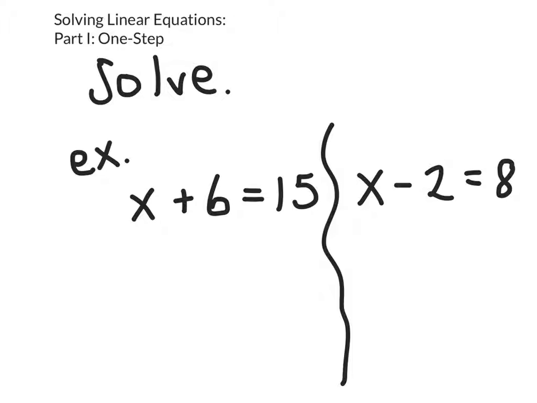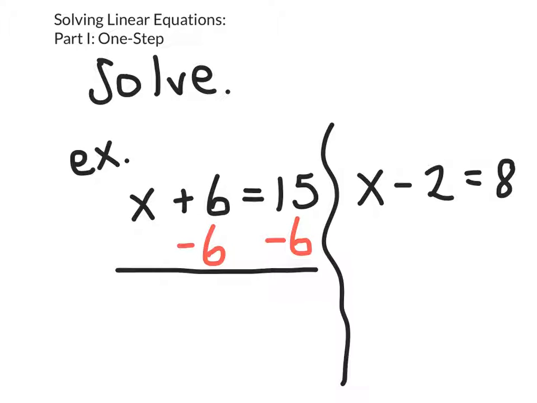If I take a look at the first example off to the left, I have x plus 6 equals 15. What I want to do is solve the equation. Solve means to algebraically isolate the variable. In other words, I want to get the x all by itself. You'll notice next to the x is a positive 6. And so what I'm going to do is subtract 6. If I subtract 6 on the left-hand side, I also have to subtract 6 on the right-hand side. And so that will keep the equation balanced.